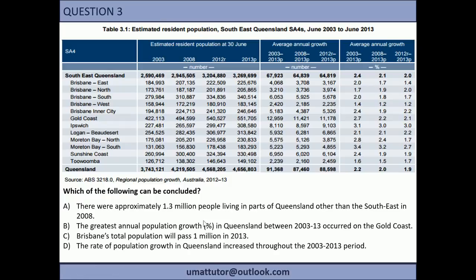So that's the trap there, and that's why some people might go for option B, but in this case it's not correct. Option C, the red flag there I guess is just that, again, you're being asked to make a prediction about the future, so don't do that. Even if it looks tempting, you can't say with any certainty that the population will go past 1 million in 2013.